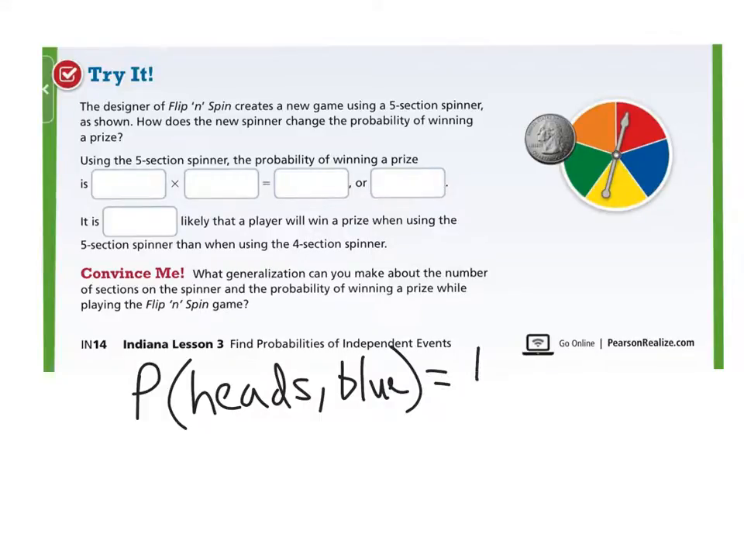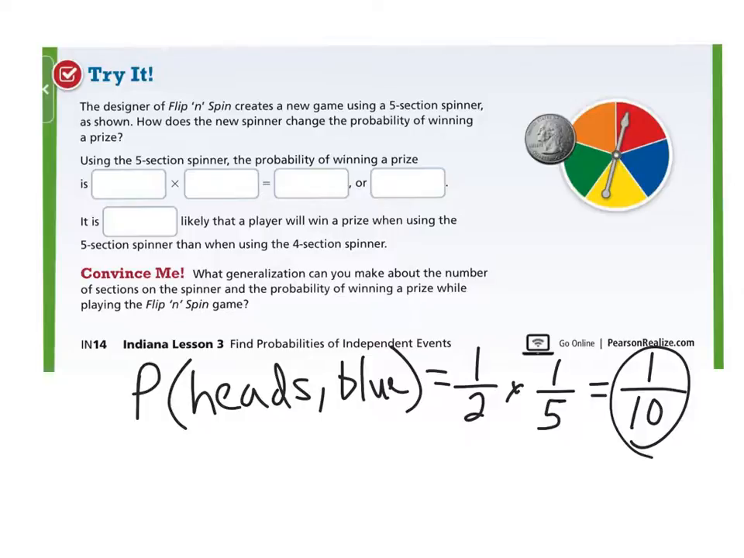So probability of getting heads is not affected by that spinner because these are independent events. We've still got a 1/2 or 50% chance of flipping the coin and it being heads. And then for the spinner though, this time we've got 5 sections, so that would be a 1 out of 5 chance. And again, if we multiply those, that would be a 1/10 chance of winning the prize. 1/10, if you divide that out, obviously would be 0.1, and then move your decimal 2 places, that would be the same as 10%.